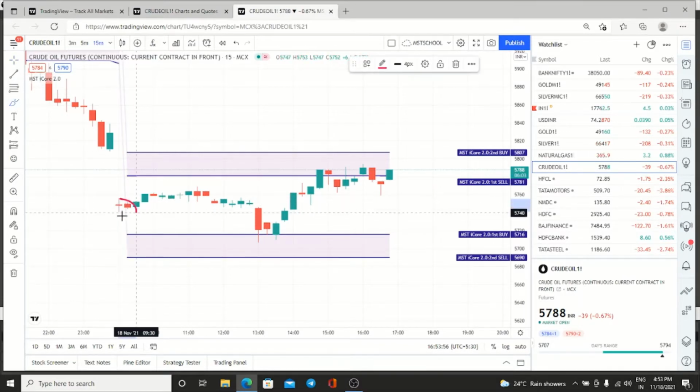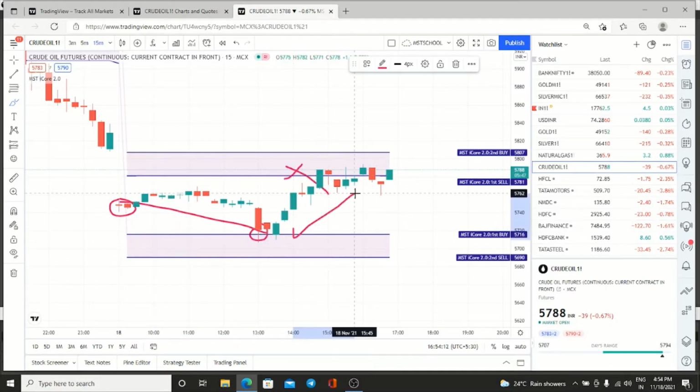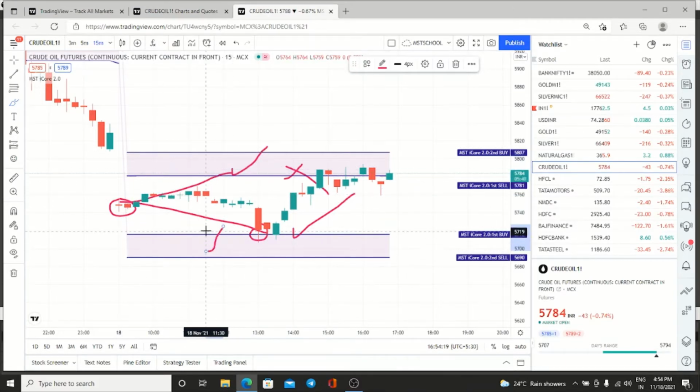See here, the market has opened here, and our buy entry is at 5716, and our sell entry is at 5781. If the market comes first here, we have to be on the buy side only, not the sell side. We ignore the sell entry and trade only the buy entry. Suppose the market reaches here first, we trade only the sell side, not the buy side. This is the first very simple thing.